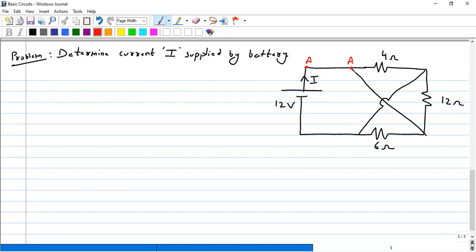Now if you see here, from this A point, this is coming here. And here you see there is a crossover. Crossover in the sense they are not shorted. Therefore, this point A is coming like this and it is meeting at this point. This point is also marked as A because there is no element between these two. It's just a wire kind of thing. So it is also point A.